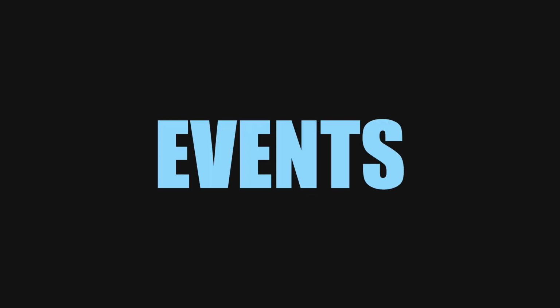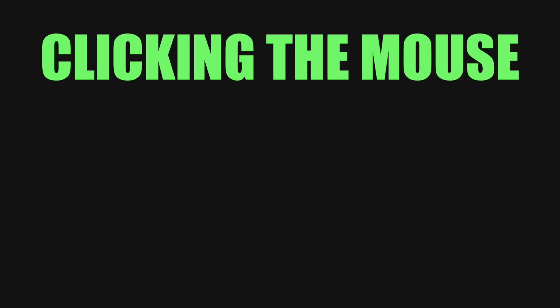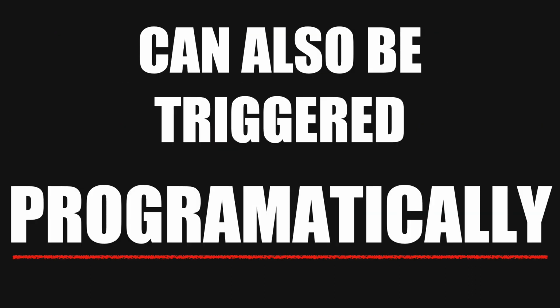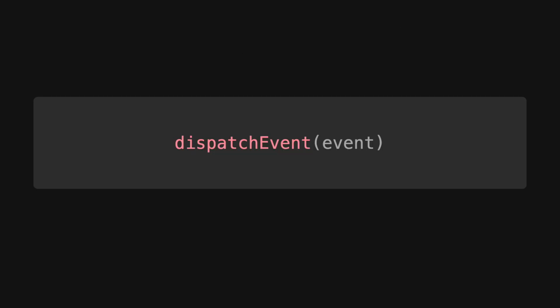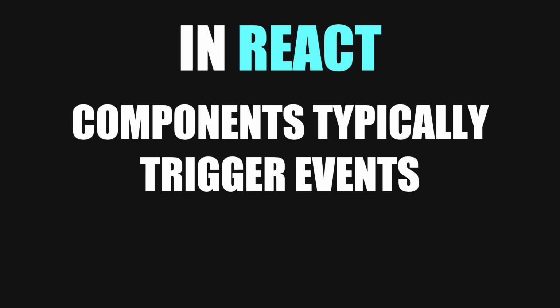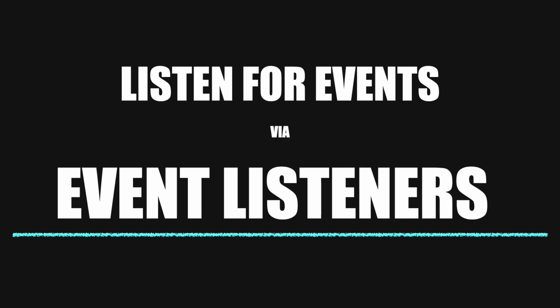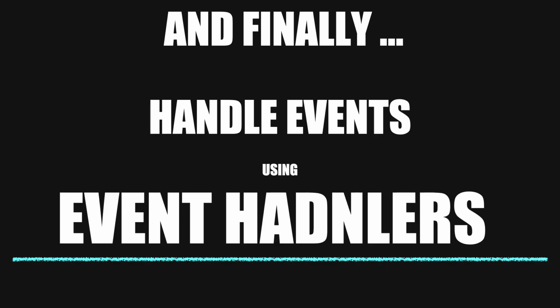Alright, let's move on to the third part of this video, events. They are typically triggered by user actions, such as clicking the mouse button, tapping the keyboard, or resizing the browser window, but can also be triggered programmatically, such as via the dispatchEvent function. In React, our components typically trigger events via inputs and buttons, listen for events via event listeners, and finally handle events using event handlers. A core feature of events is bubbling.